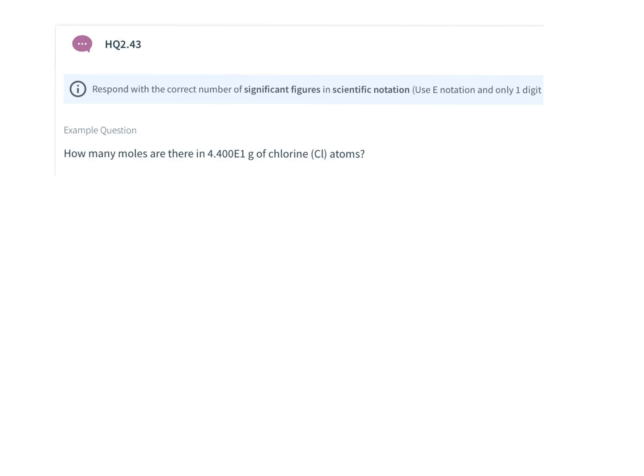For homework question 2.43, we're asked to calculate how many moles there are in 4.400 e to the 1 grams of chlorine atoms. And I think there are a few things that are complicating this problem for many people. And that is that they're saying chlorine atoms. By throwing the word atoms in there, I think that's confusing people.